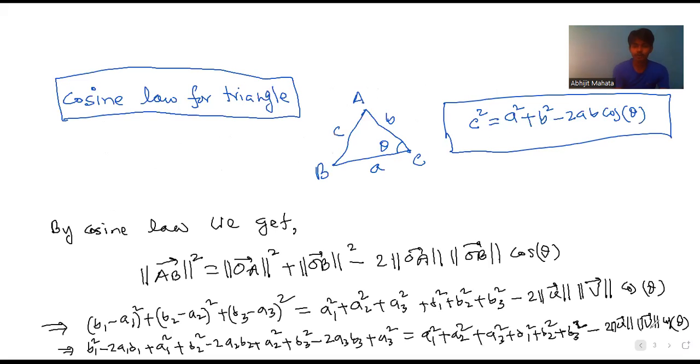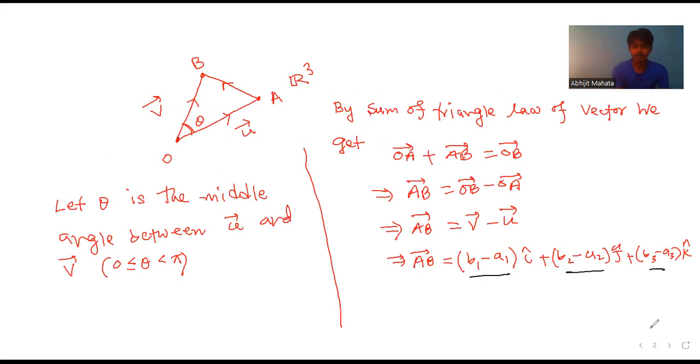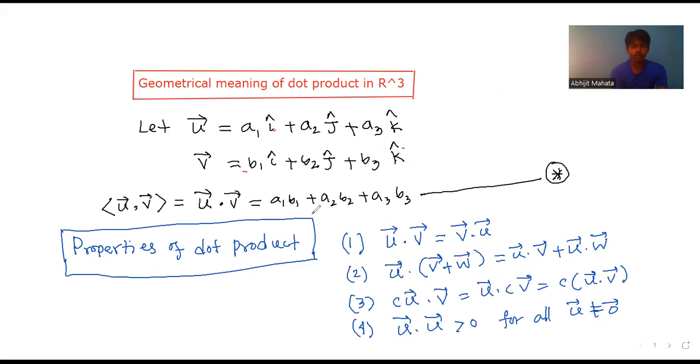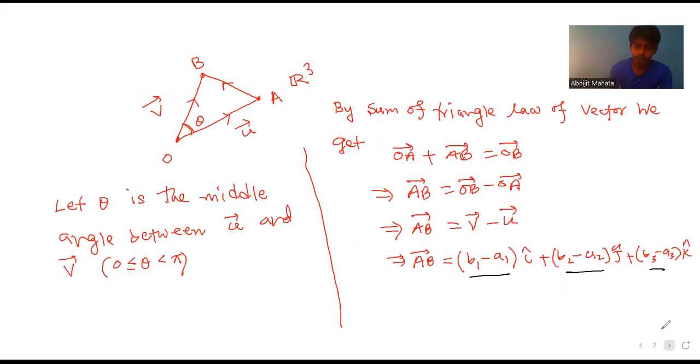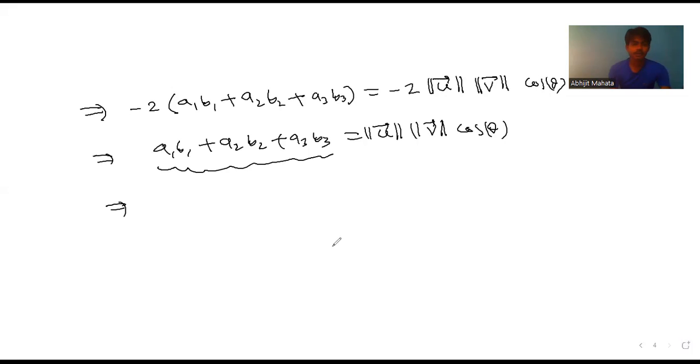Because what was the U V dot product? I think I have written it before. Yes, this was the dot product: A1 B1 plus A2 B2 plus A3 B3. So what we are getting here is that this is nothing but the dot product of U with the vector V, and this is the norm of U and the norm of V times cos theta.